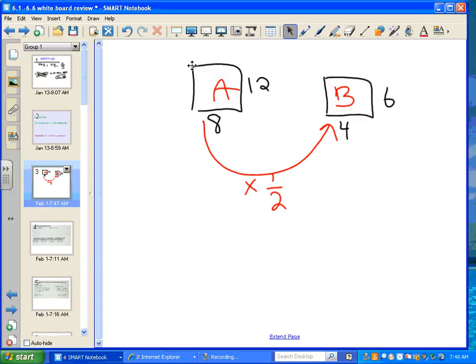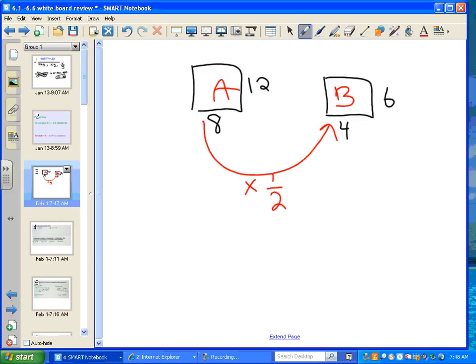Now, scale factor is a little bit different than ratios or proportions. The ratio going from here to here is 8/4, which is 2. Okay? But you can't use 2 as the scale factor going from here to here. If you multiply 8 by 2, you get 16, not 4. Does that make sense? Okay.